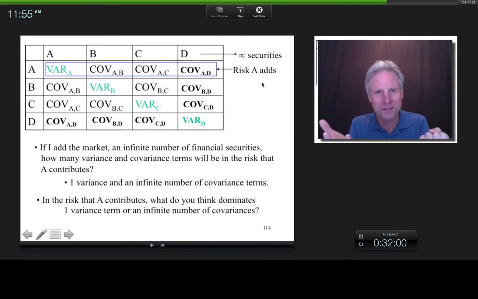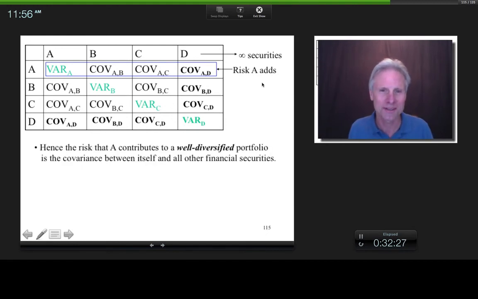All these risk factors. Now, what do you think dominates? Is this one risk factor here or these infinite number of risk factors there? Well, presumably, it's intuitive that an infinite number of risk factors would dominate over one single risk factor. And so we basically ignore this variance risk factor, and we say, great, well, the amount of risk that A contributes to a well-diversified portfolio is basically the covariance between itself and all other financial securities in the world. Okay, or an infinite, if you want to be technical, minus 1 financial securities.